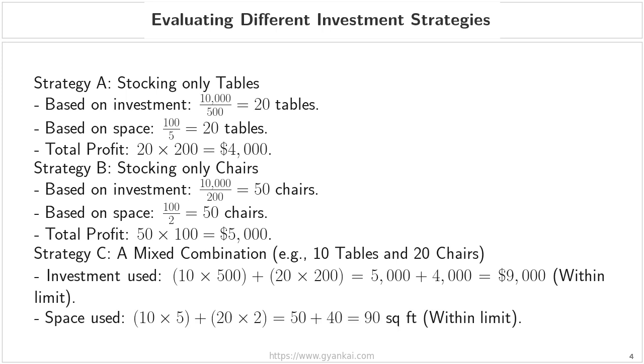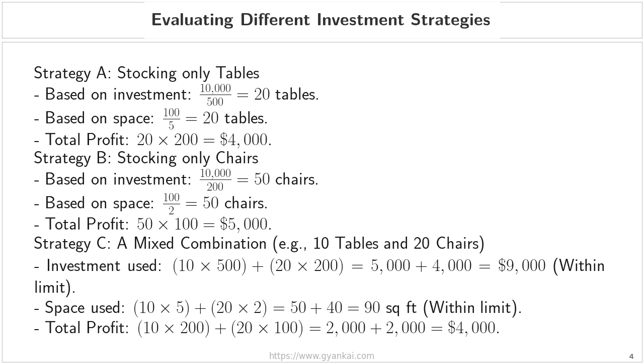Next, for space, 10 tables at 5 square feet each plus 20 chairs at 2 square feet each equals 50 square feet plus 40 square feet, totaling 90 square feet. This is also within our 100 square foot limit. Now, let's calculate the profit. 10 tables at $200 each plus 20 chairs at $100 each gives us $2,000 plus $2,000, resulting in a total profit of $4,000. As you can see from these three examples, different combinations yield different profits.